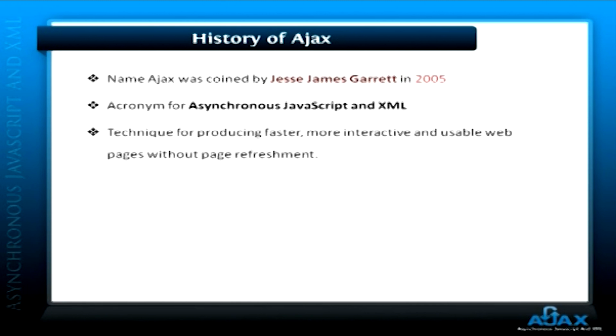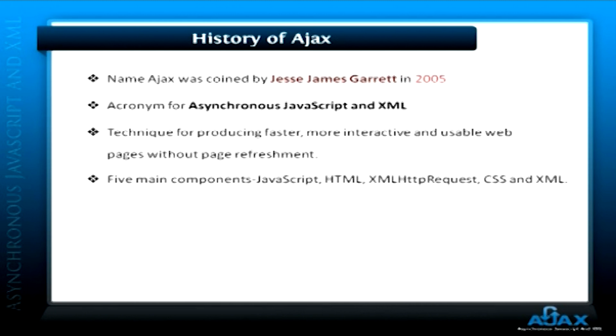Actually, this has been made possible in Ajax with the help of 5 main components: JavaScript, HTML, XML HTTP request, CSS, and XML. So Ajax is not a technology, it's a combination of technologies. Therefore, in this tutorial, we are going to discuss the development of the components which make Ajax.